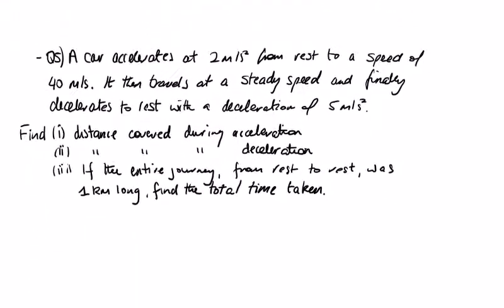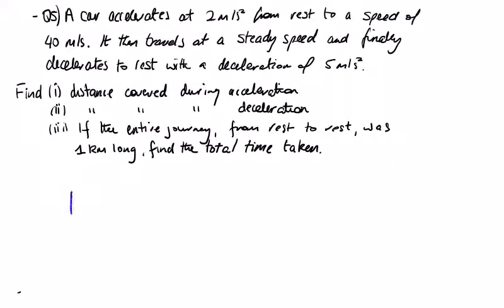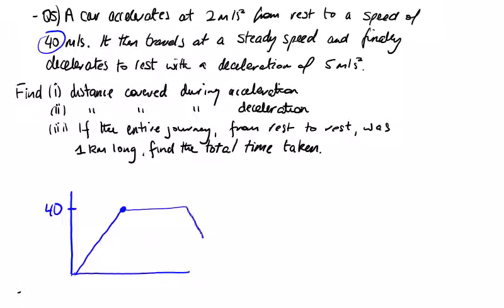Question 5. The car accelerates at 2 meters per second squared. So another velocity-time graph, from rest to a speed of 40. So I've got my max speed here, 40. It then travels at a steady speed and decelerates. So I've got my 2 triangles and a rectangle, or possibly a square. And the deceleration here is equal to -5.